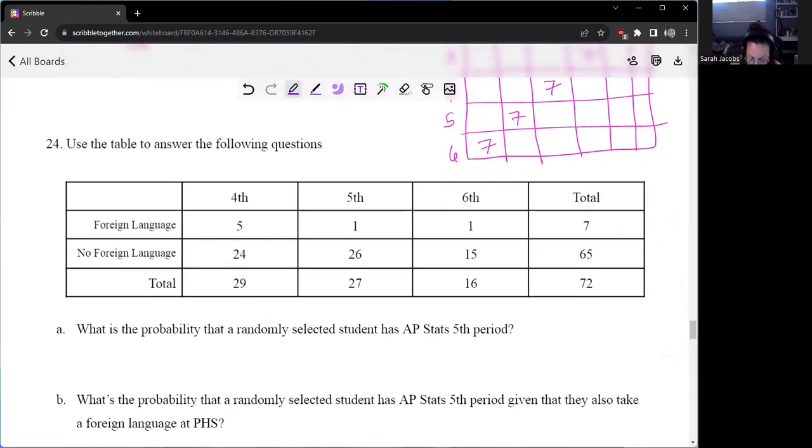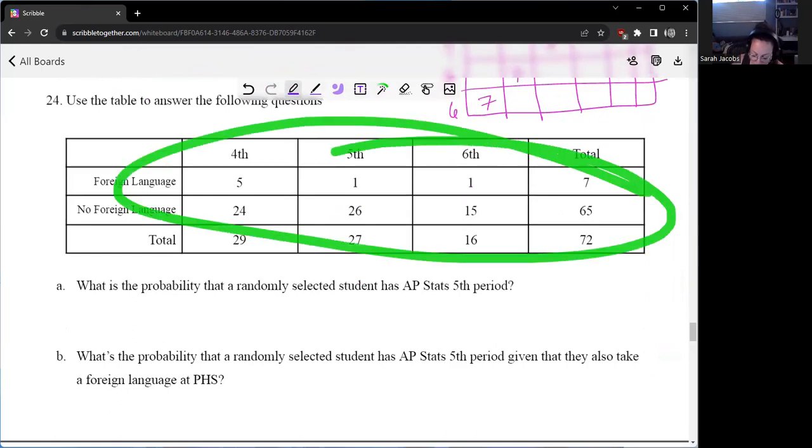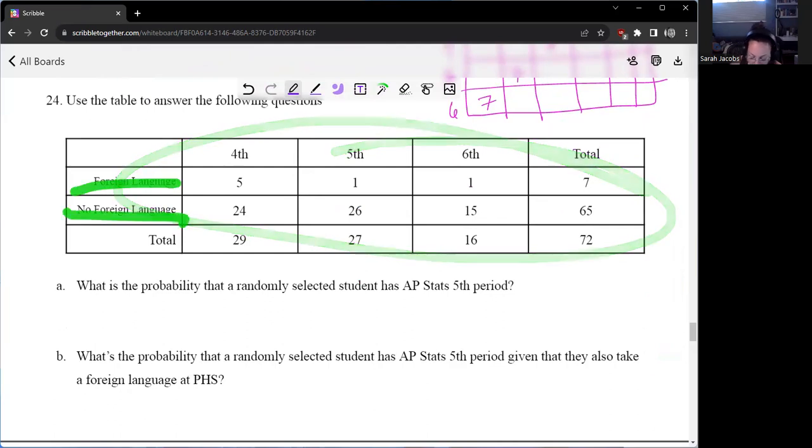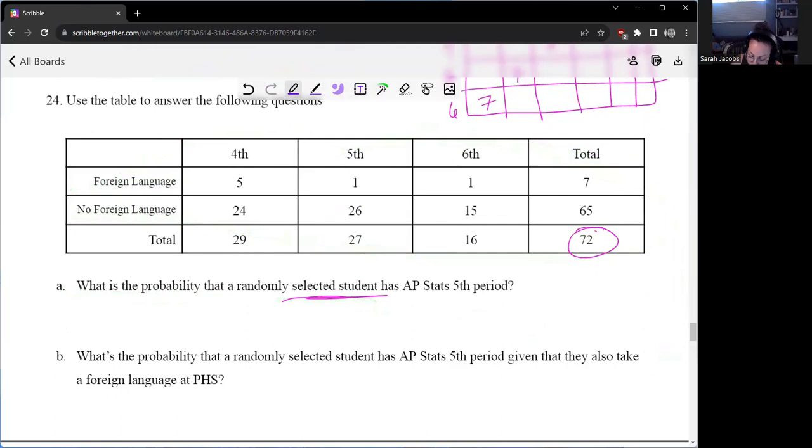Okay. Use the table to answer the following questions. This is the data from last year's classes, who was taking a foreign language and who wasn't. So what is the probability that a randomly selected student, so student overall, has AP Stats 5th period? So here's 5th period. So this is just going to be 27 over 72. That's it.